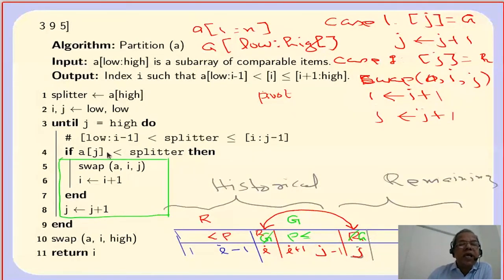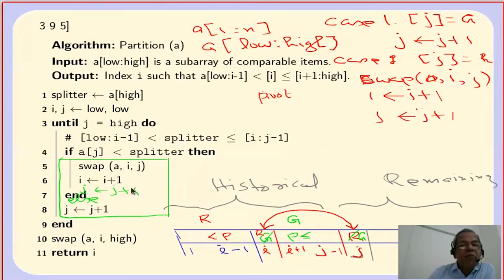There are 2 cases. A at j is green or A at j is red. That is, A at j is less than the pivot or greater than or equal to the pivot. If it is less than the pivot, what should we do? Swap the items i and j, and you should say i becomes i plus 1 and j becomes j plus 1. Else, what should you do? j becomes j plus 1.